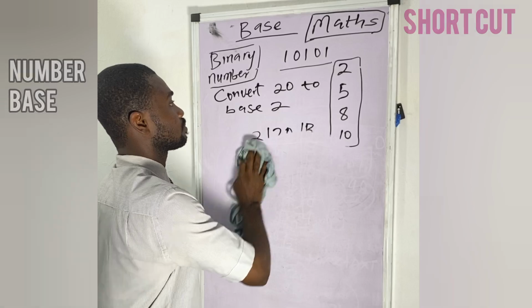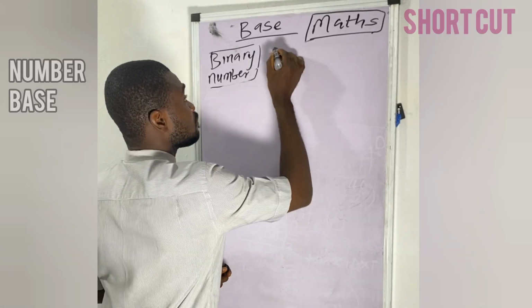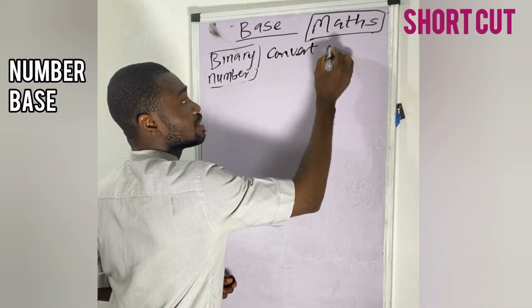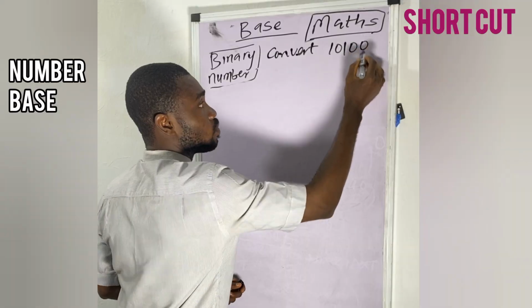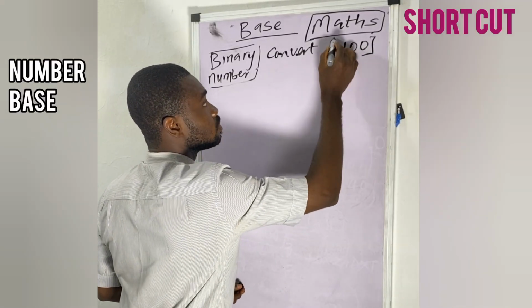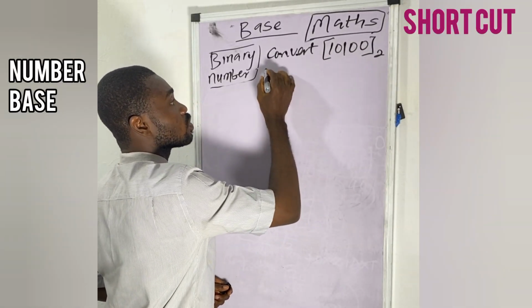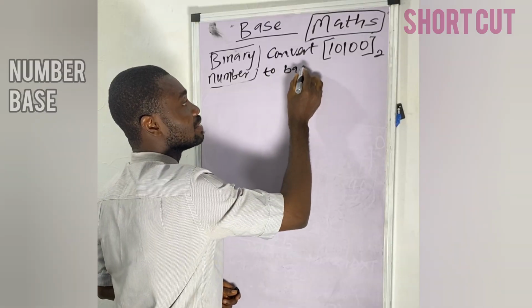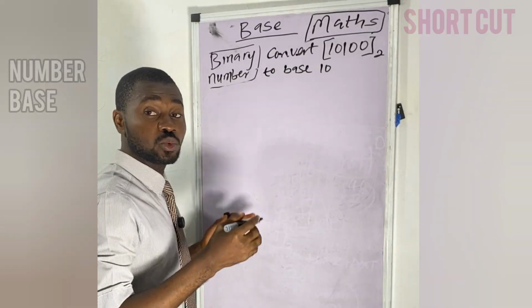I'm going to show you how to convert that. Very easy. So the question says convert 10100, which is in base 2, to base 10. How do we convert it? It's very simple.